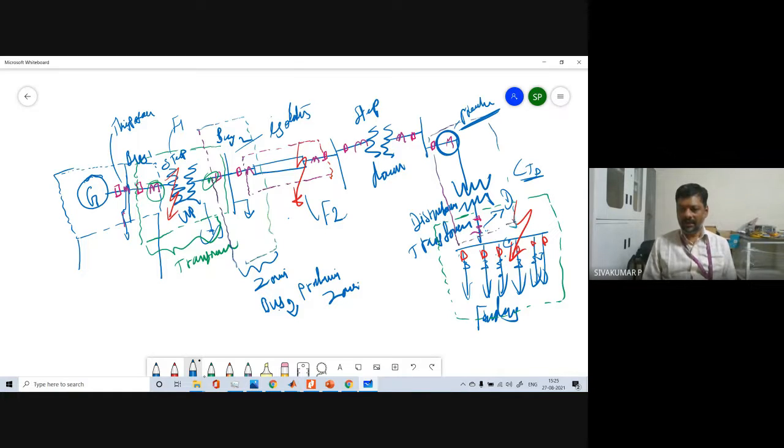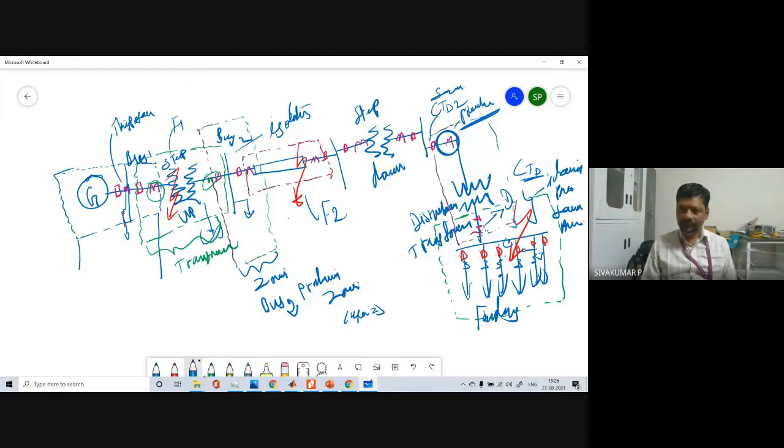For that purpose, this line is overlapping, which identifies the primary and secondary protection. If the fault occurs in the feeder section, this CTD, the distribution CT, will act as the primary protection. Again, this CT2, D2, will act as the secondary protection.